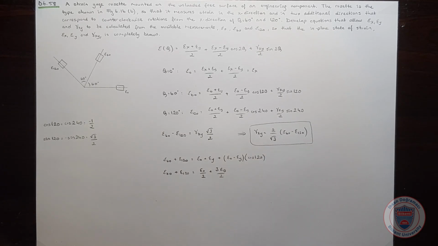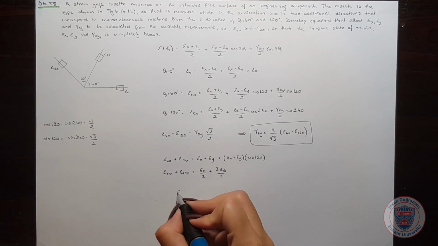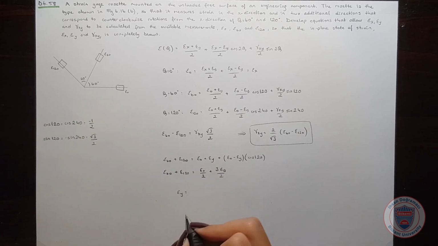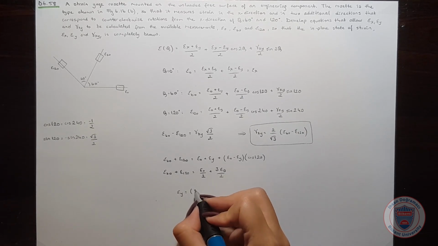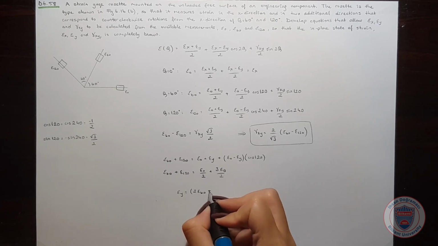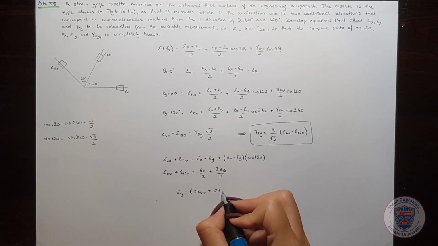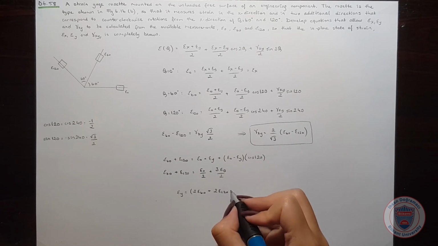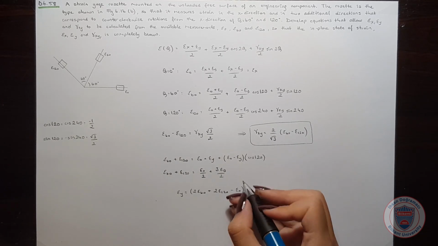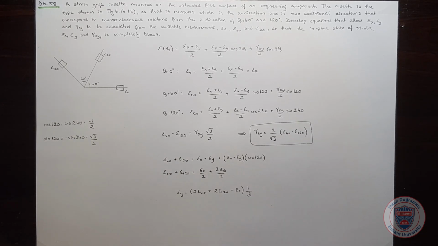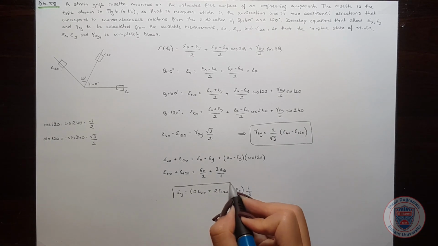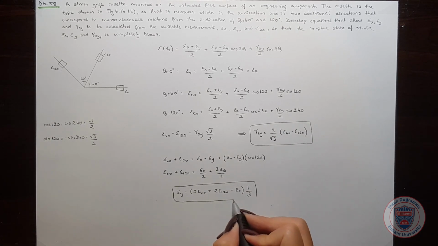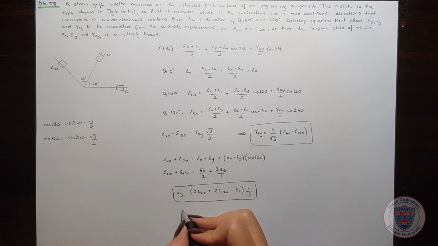And again, finally, when we make some arrangements, we get epsilon y is equal to 2 times epsilon 60 plus 2 times epsilon 120 minus epsilon 0, times 1 over 3. And we also know that epsilon x is equal to epsilon 0.